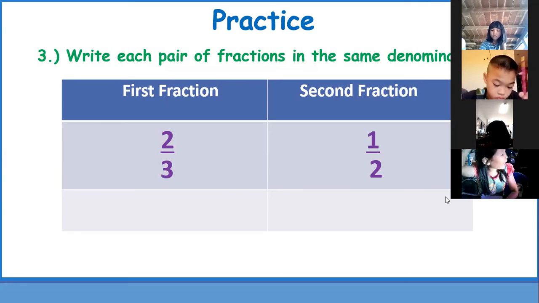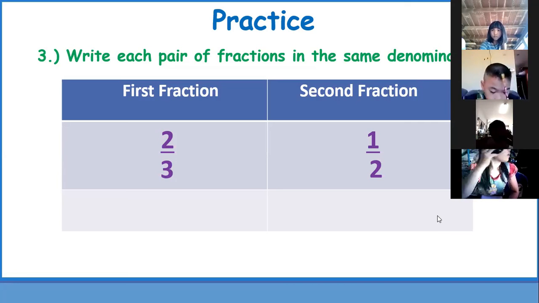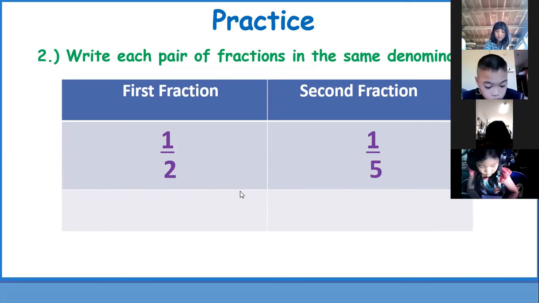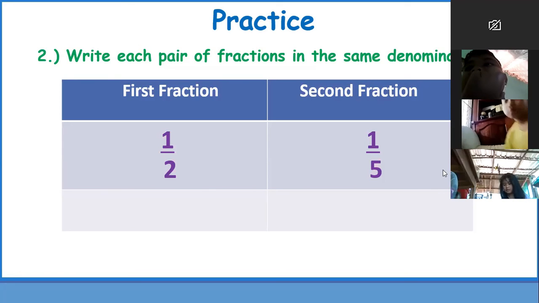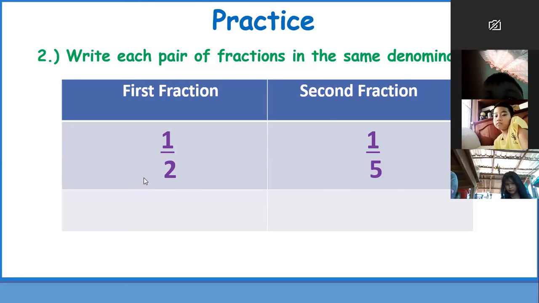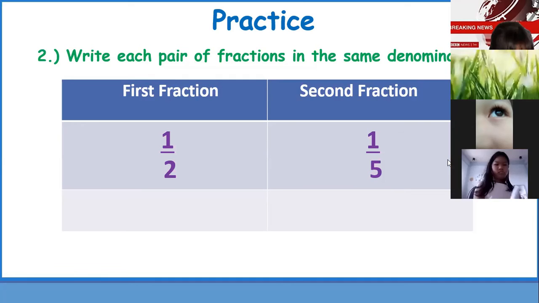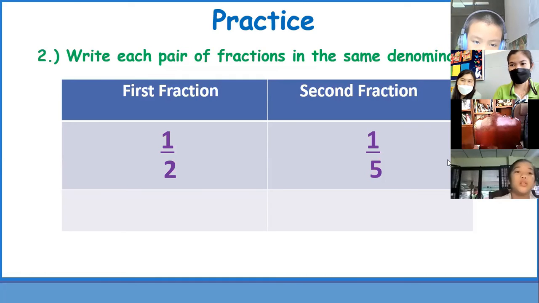You are not done number 2. So I am going to show number 2. Okay? This is number 2. 1/2 and 1/5. Who is asking for number 2? Check the fractions you wrote: 1/2, and the other fraction 1/5. How do we make the denominators equal? I'm done. Okay.